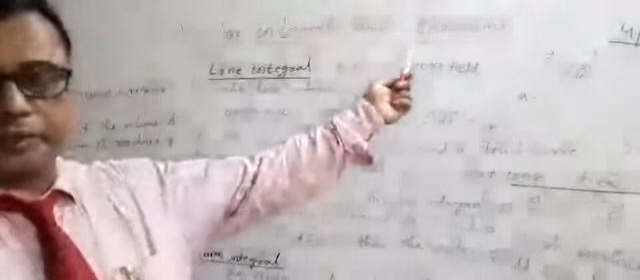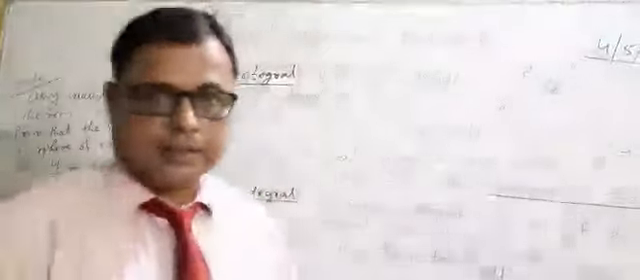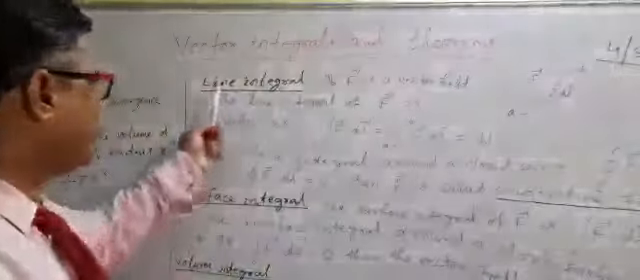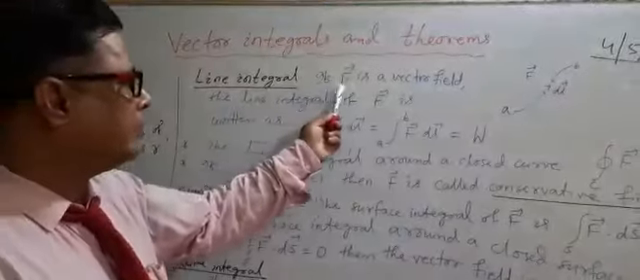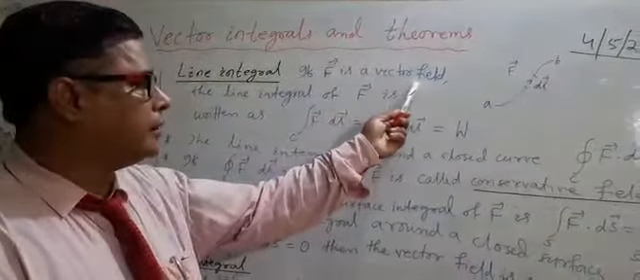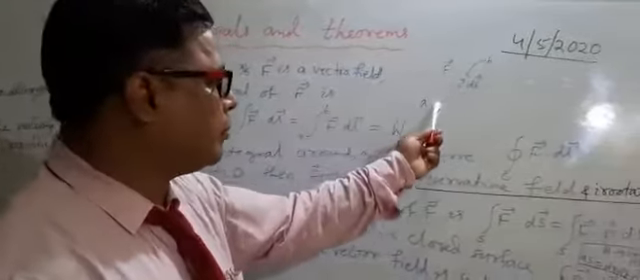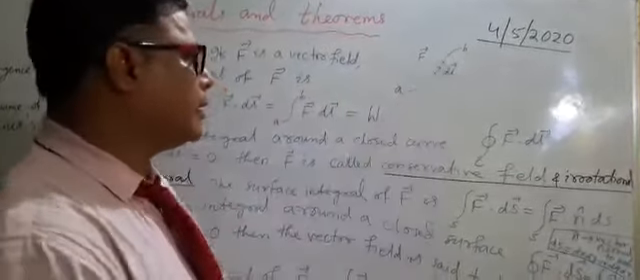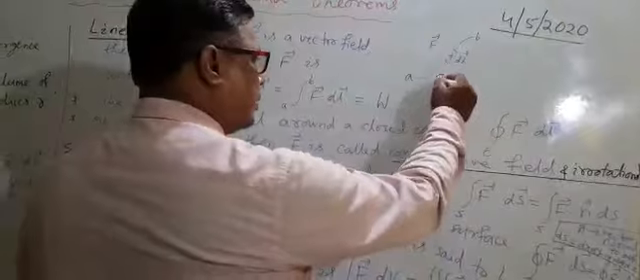Now discuss the vector integrals and theorems. There are three integrals: line integral, surface integral, and volume integral. So, line integral: if f is a vector field, let us consider a path here. You can say C, a curve is here.